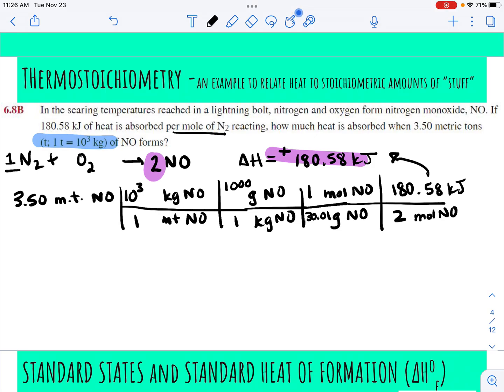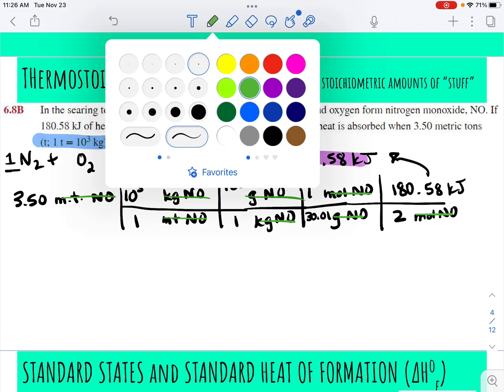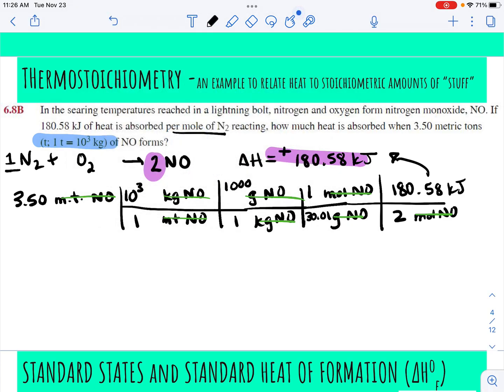Okay, so this is it. When I cancel out the units, metric tons cancel, kilograms cancel, grams cancel, moles cancel, and I have kilojoules. So I can come back in and do my math, and I get a humongous number, which actually should make sense because this is a really large amount of nitrogen monoxide forming in our clouds, in our lightning bolt. And so I get 105,303.23. That's a huge number, 0.23 kilojoules.